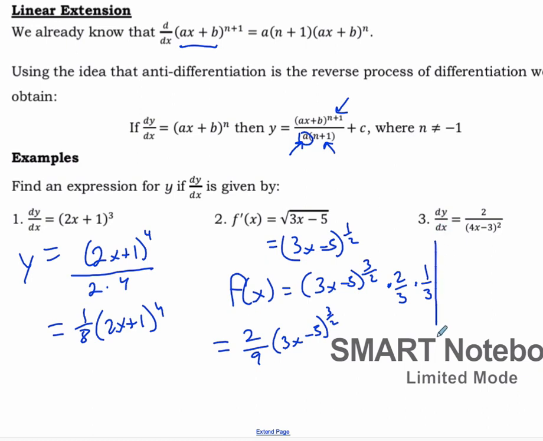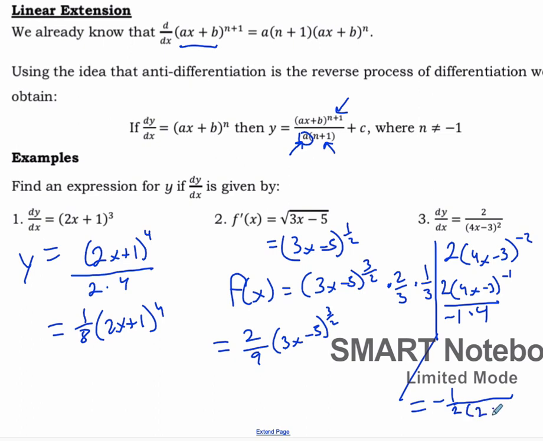Now this one here we can write as 2 times (4x minus 3) to the power of negative 2. So when we integrate, we will increase the exponent by 1. Then we have to divide by a negative 1. That's that. And we have to divide by 4. So that equals negative 1/2. And this is to the power of negative 1, so I just write in the denominator 4x minus 3. Okay, so that's what we get.